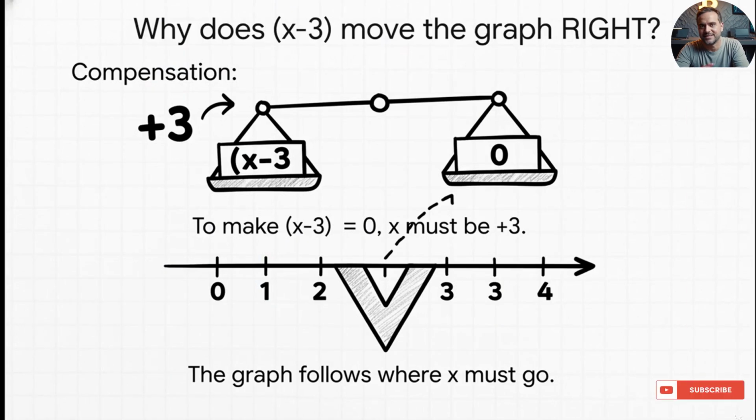Here's the key. Think about what it takes to get the inside of that function back to 0. 0 is the vertex, the point of our original V-shape. If you have x minus 3, what does x have to be to make that whole thing 0? Well, x has to be positive 3. The input x has to compensate for that minus 3. So the entire graph gets pulled along to where x needs to go, which is to the right.